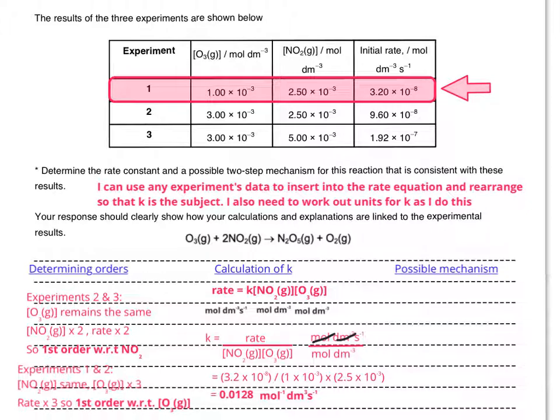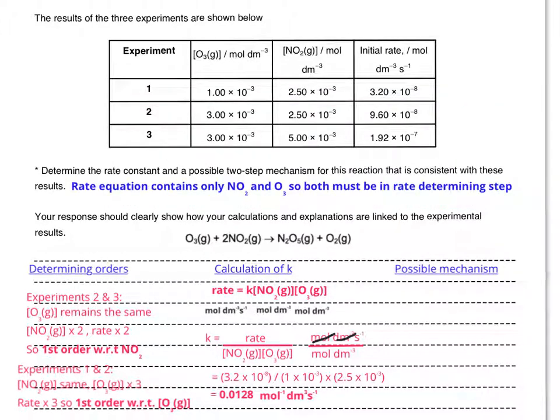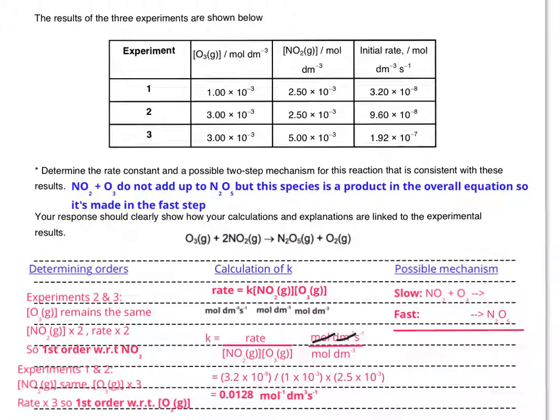So now what we have to do is work out a possible mechanism. Now we've worked out the rate equation, we can assume that both of those species are in the rate determining step in a 1-to-1 mole ratio. So the next thing to do is to think about relating this whole thing to the overall equation.